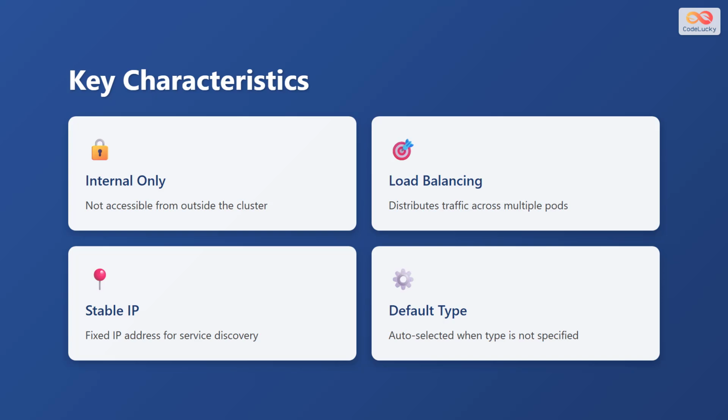ClusterIP has 4 key characteristics that make it unique. First, it's internal only, meaning it cannot be accessed from outside the cluster, keeping your backend services secure. Second, it provides automatic load balancing by distributing incoming traffic evenly across multiple pods. Third, it assigns a stable IP address that doesn't change, enabling reliable service discovery. And fourth, it's the default type, automatically selected whenever you don't explicitly specify a service type in your configuration.